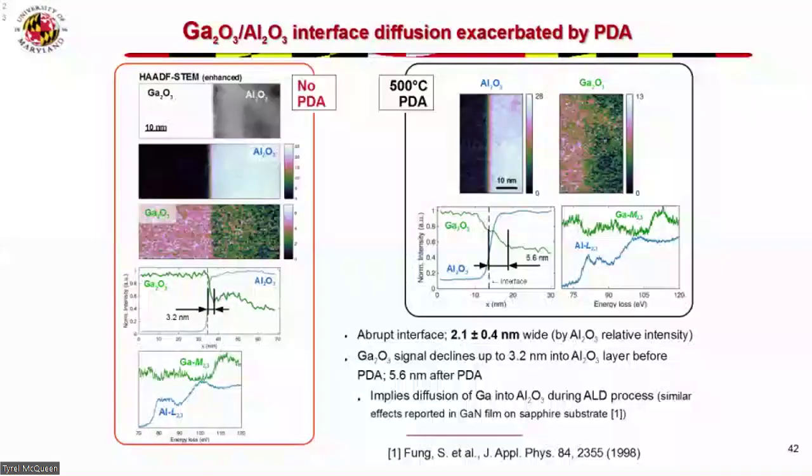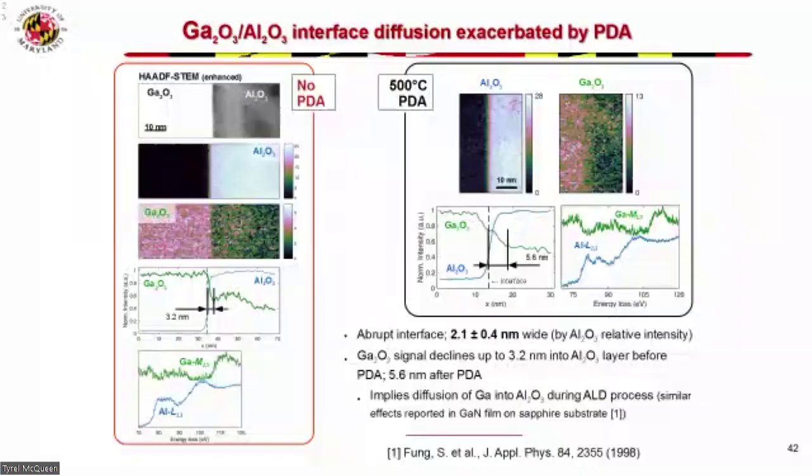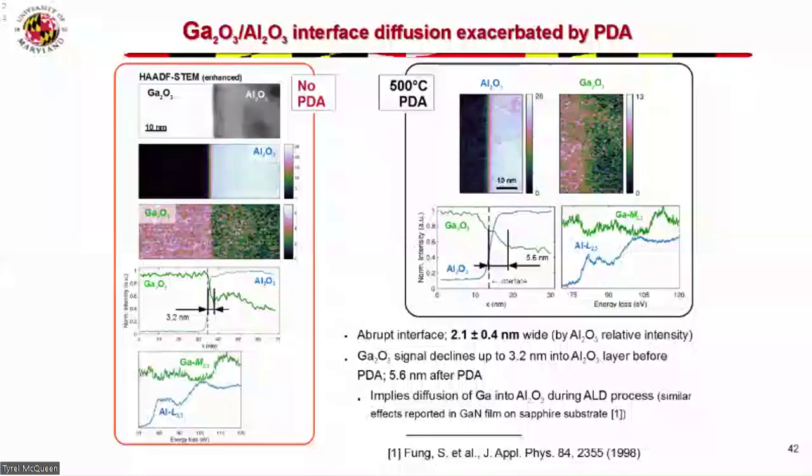So this is kind of opposite to what we found in the silicon carbide with the silicon dioxide, where the width of the transition layer decreased with annealing. In this case, it's actually increasing with annealing. And we can see that the gallium, especially, is going deeper into the aluminum oxide upon annealing.